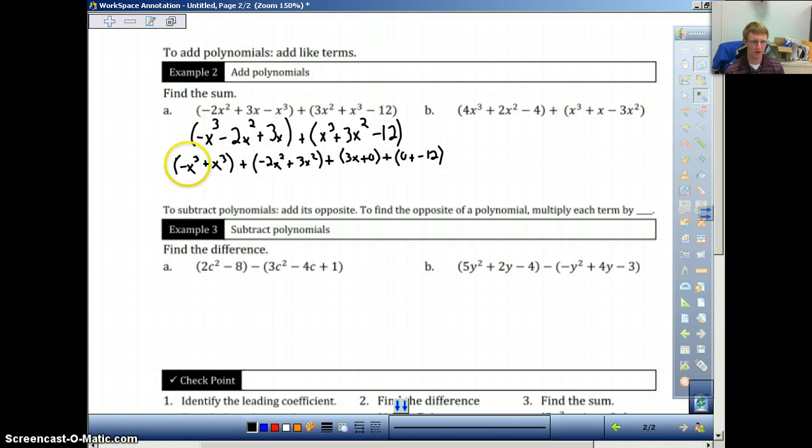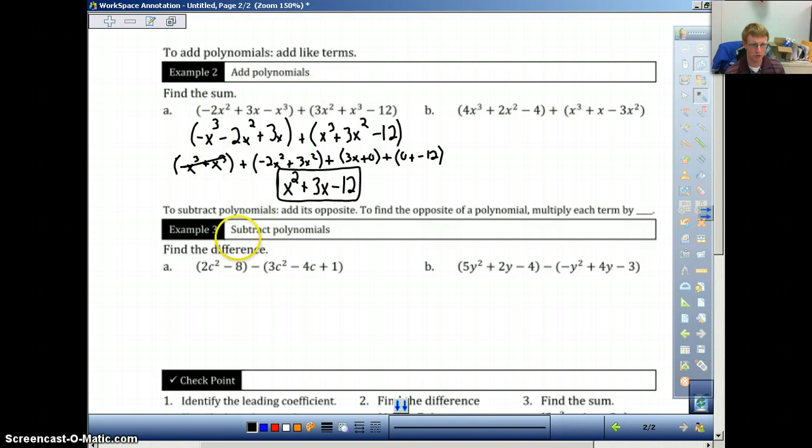And then all we do is combine our like terms. These two cancel out, so there is nothing. Negative 2x squared plus 3x squared is a positive x squared. 3x plus 0 is just a positive 3x. And 0 plus negative 12 is negative 12. So there we are.